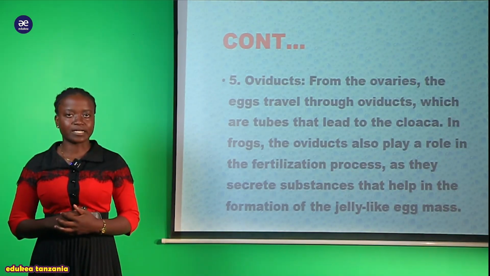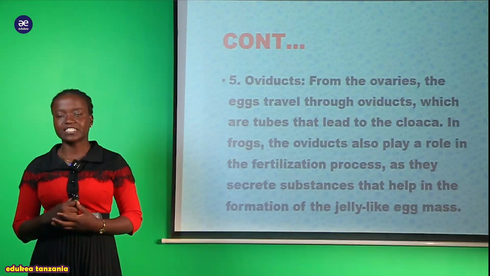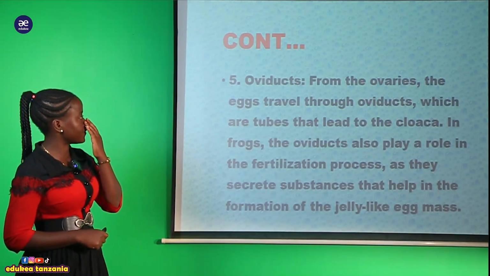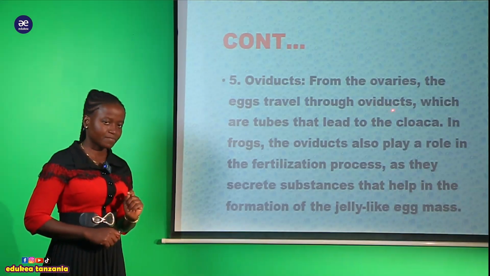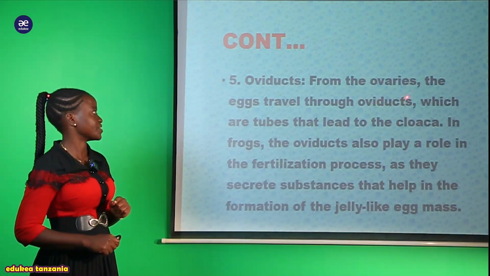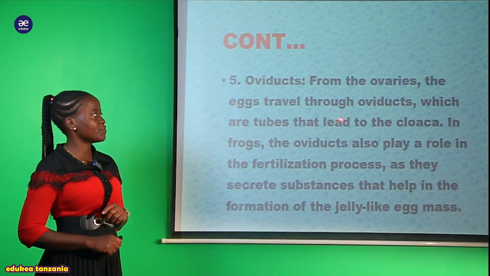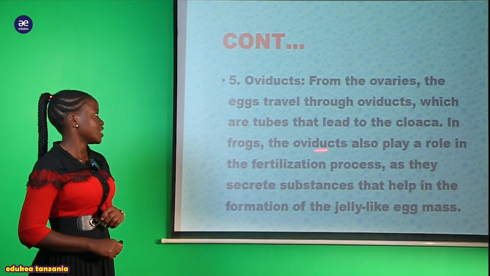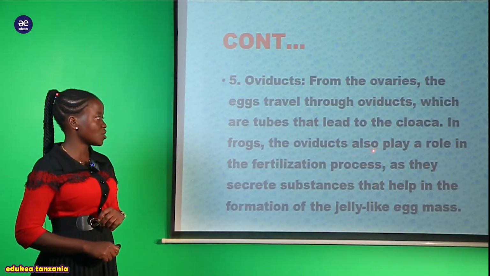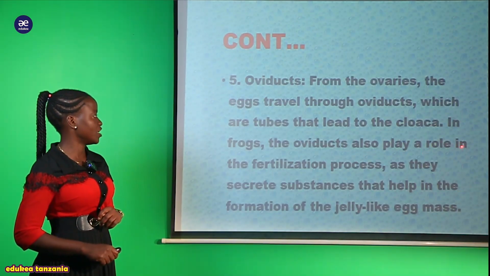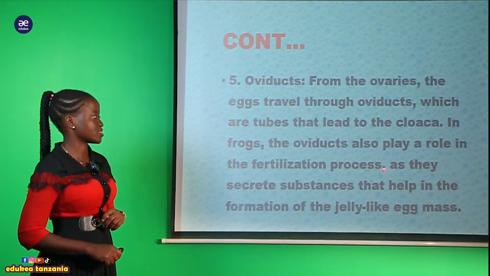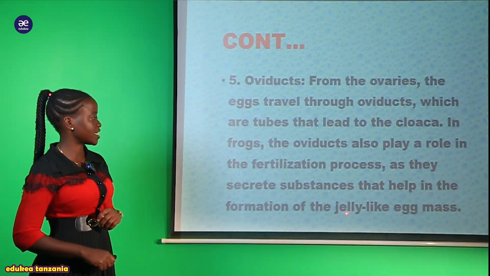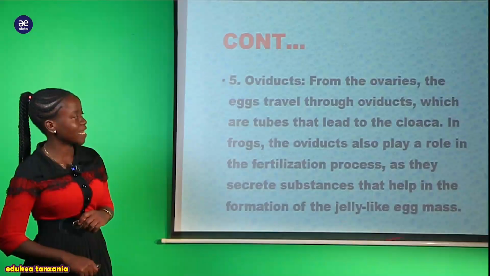So what is the oviduct now? Or what is the function of the oviduct that is found within the female urinogenital system? So here we can say that from the ovaries, the eggs travel through the oviduct, which are tubes that lead to the cloaca. In the frog, the oviduct also plays a role in the fertilization process, as they secrete a substance that helps in the formation of the gel-like egg mass.